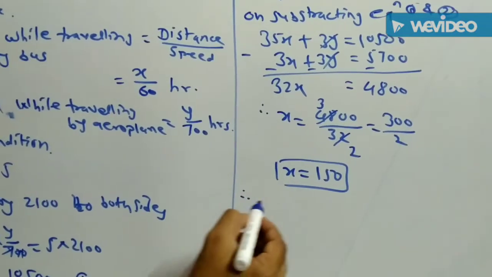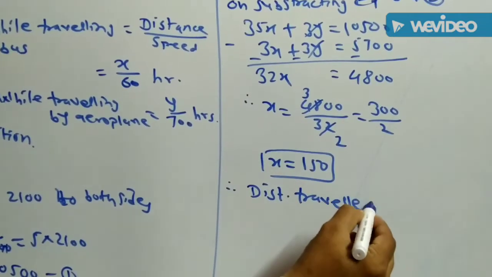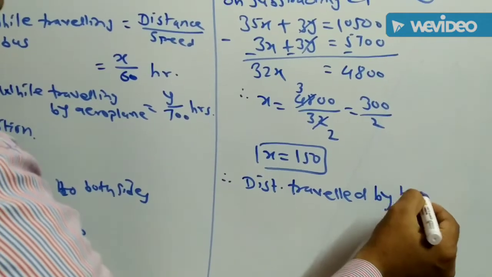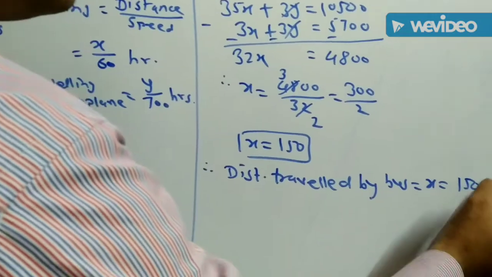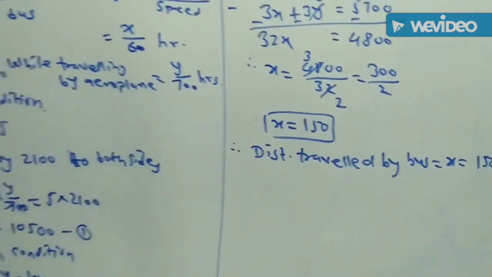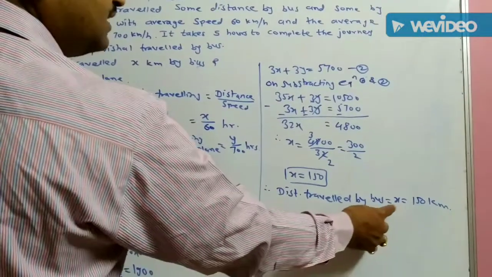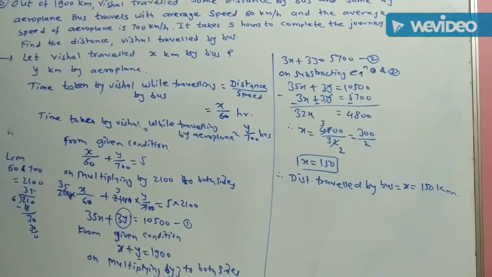And therefore the distance traveled by bus is x, and x we find is 150. Therefore the distance traveled by bus by Vishal is 150 kilometers, and this is example number 5.